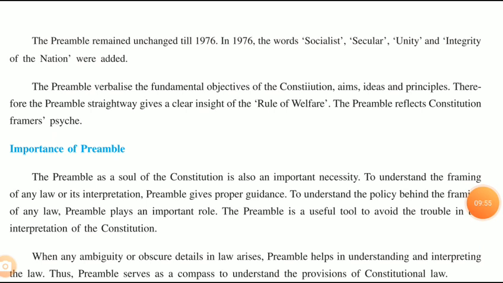Thus, the Preamble has given an outline and overview of all that is included in the constitution, different types of ideas and principles related to a citizen, related to the nation, related to justice, equality, and sovereignty of all the people living in India.